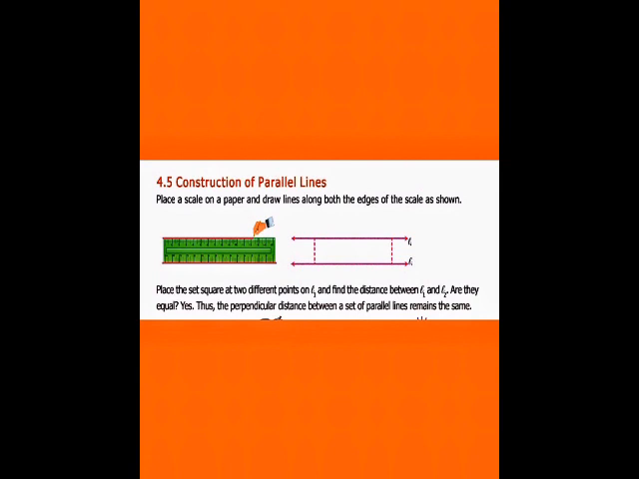Place the set square at different positions and find the distance between L1 and L2. Are they equal? Yes, the perpendicular distance between the sets of parallel lines remains the same. The scale is a perfect example of parallel lines. One more example is your railway track.